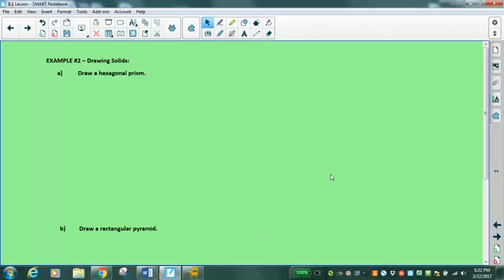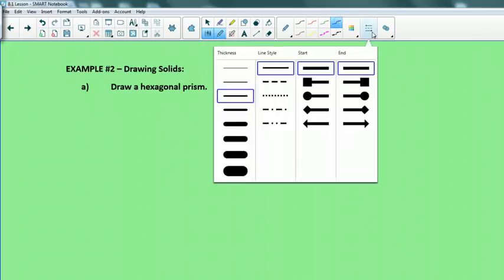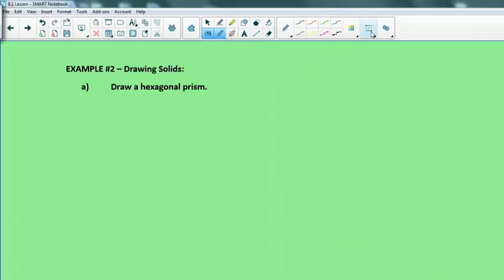Okay, now we're going to go ahead and actually try drawing some solids. Now when you draw solids, please understand that when you're trying to draw three-dimensionally, it can be somewhat challenging. So please don't be too hard on yourself. I really just want to see the shapes that you're doing, and I want to be able to tell if it's the difference between the pyramid or the prism.